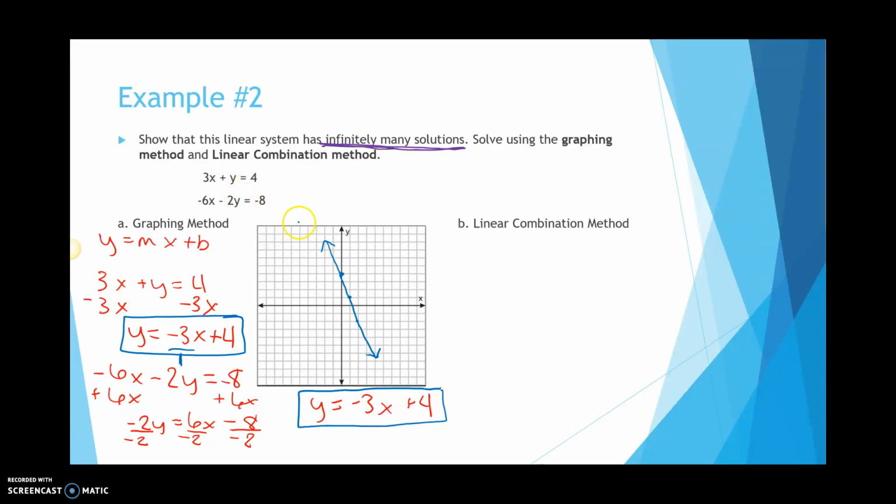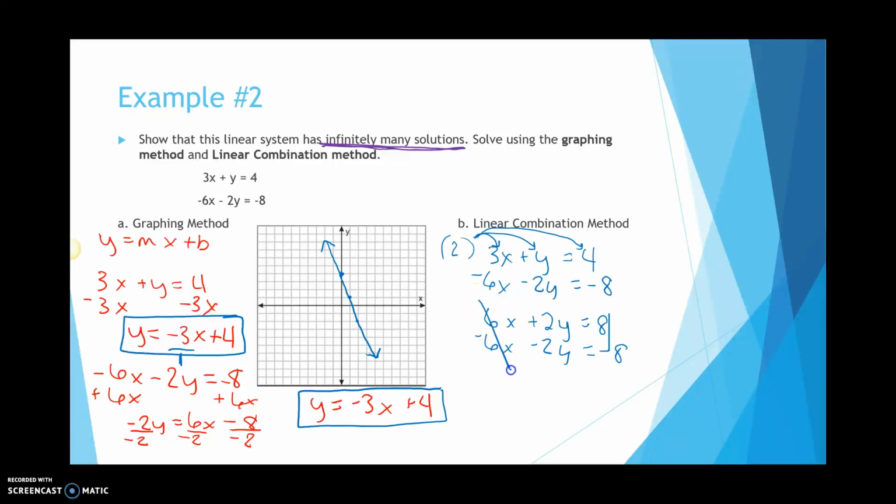Let's solve this working with linear combinations. When we line this up, we have 3x plus y equals 4, and then negative 6x minus 2y equals negative 8. Remember, we want to cancel out either the x's or the y's. So what I'm going to do here is multiply the top equation by 2 so that I cancel out the x's. I need to distribute that 2 to each term of this equation. So I have 6x plus 2y equals 8. And then negative 6x, I'll just rewrite the bottom equation.